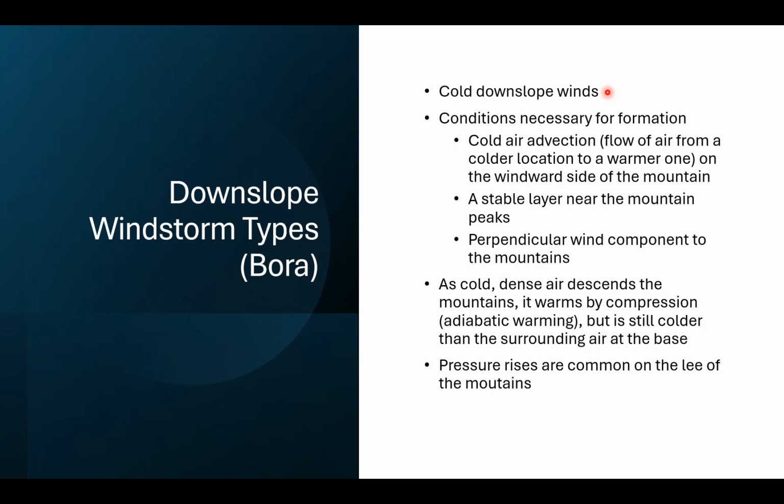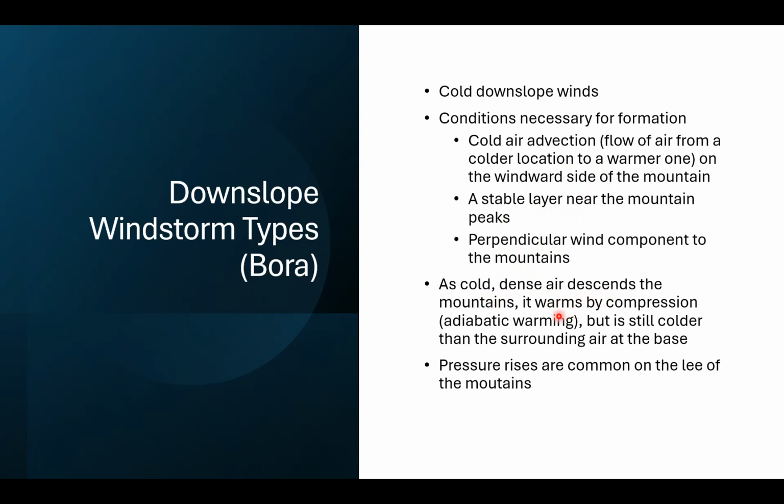Conditions necessary for the formation of a bora. Now we get colder air in. We've got colder air coming in on the windward side of the mountain. We still have that stable layer near the mountain peaks. And we still have the perpendicular wind component. So with a bora, a cold downslope wind, we just have colder air moving in on the windward side of the mountain. Everything else pretty much remains the same.